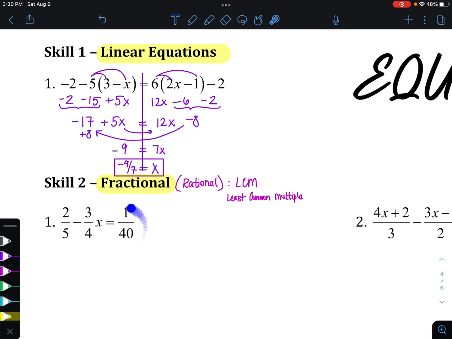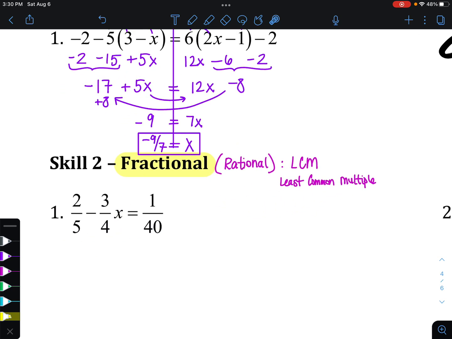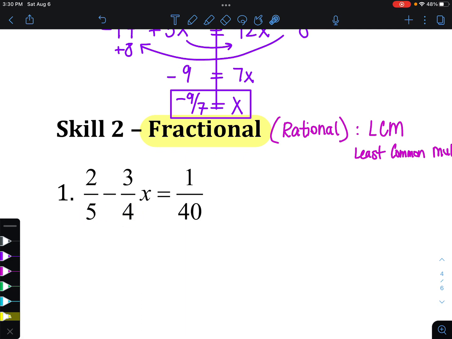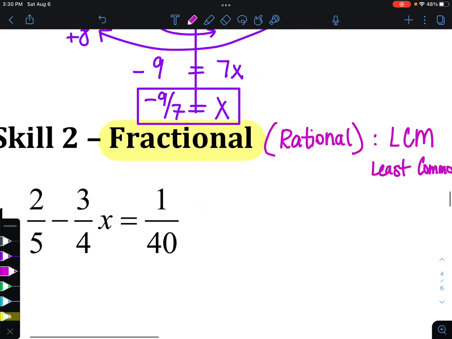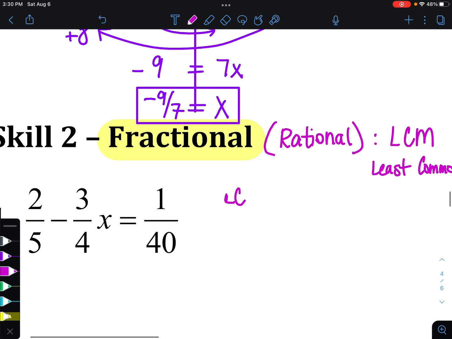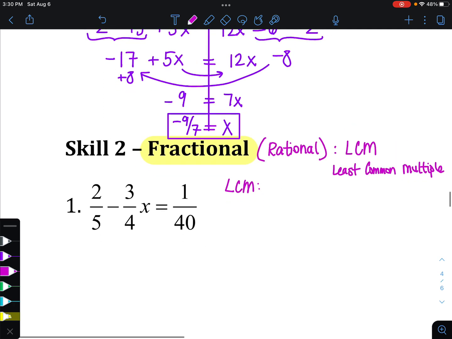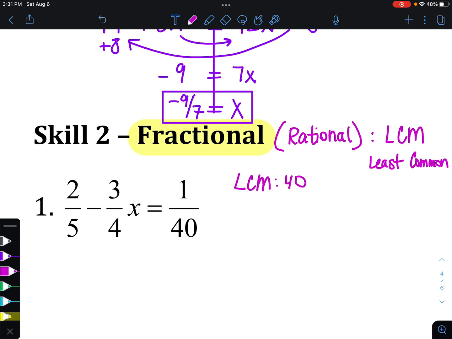So when we have fractions, we're going to multiply every single fraction on both sides, everything, by whatever the least common multiple is of the denominator. So we're going to look at 5, 4, and 40. What is the least common multiple? Meaning, what is the smallest number that 5, 4, and 40 all go into? Well, that LCM, in this case, is 40. So what we're going to do is multiply every single term by 40.